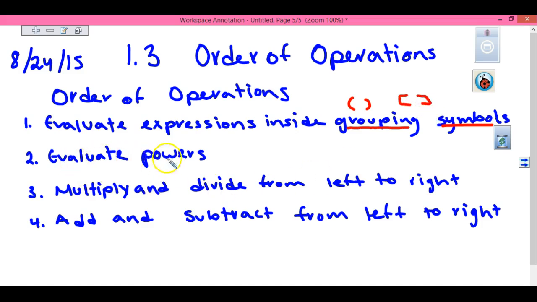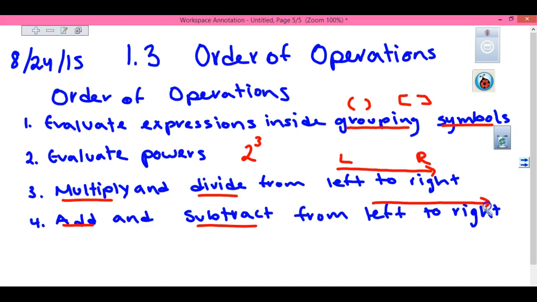Then we have to evaluate powers. Powers means the numbers with exponents. So, for example, 2 to the third power. Then we have to multiply or divide, whatever comes first from left to right. And finally, we add and subtract, also from left to right, whatever comes first from left to right.